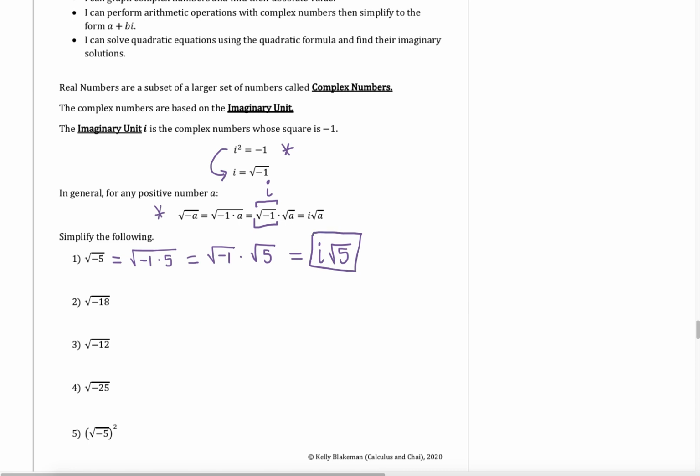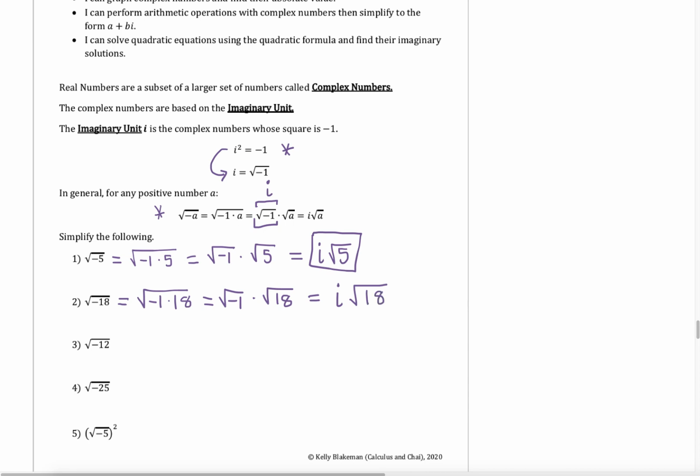Let's look at our second example. We have the square root of -18. We can do the same concept again, and we can break apart that -18 as -1 times 18. I can then distribute the square root as a square root of -1 times a square root of 18. By definition, the square root of -1 is our imaginary unit i, so we're replacing that square root of -1 with its definition of i, and I get times the square root of 18.